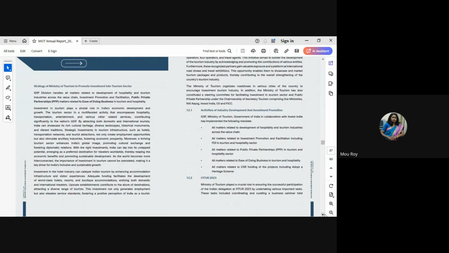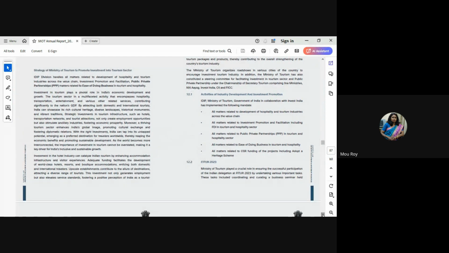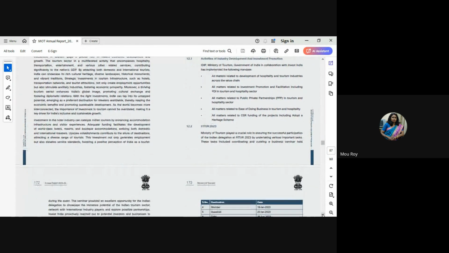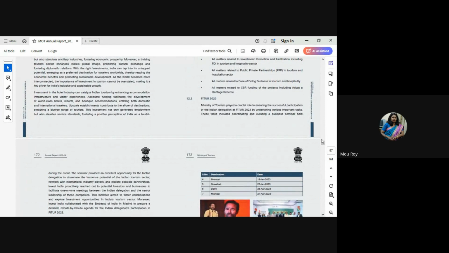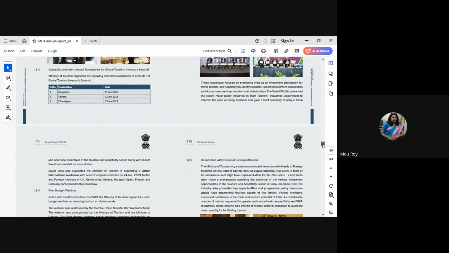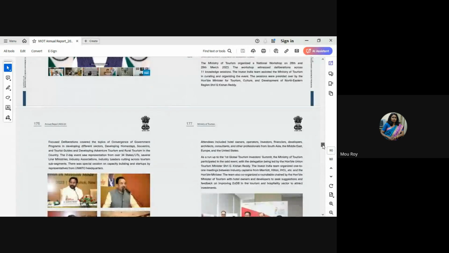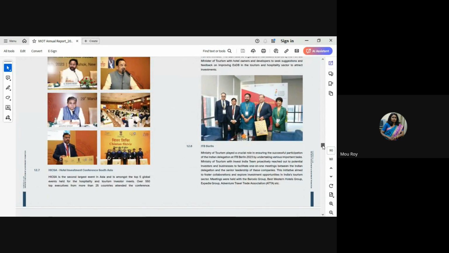Even not only for different states, entrepreneurs are investing in the different tourist destinations. So that is also there. In fact, the Ministry of Tourism has approved these initiatives, projects, and all.